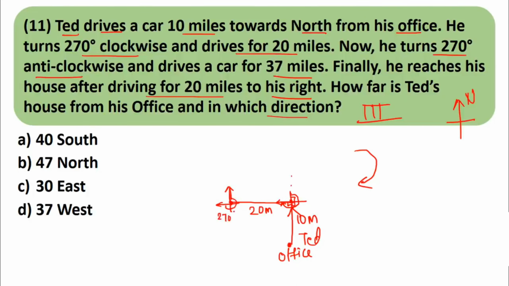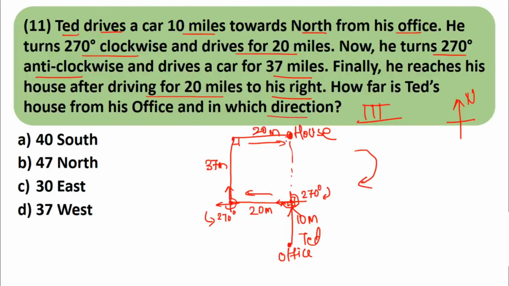Correct? This is 270 degrees. This is also 270 degrees. This is clockwise. This is anti-clockwise. Now Ted is facing in this direction and drives for 37 miles. This is 37 miles. He reaches his house after driving 20 miles to his right. That means he takes a right turn of 90 degrees and drives for 20 miles. So he has driven 20 miles over here, in this direction. Now he goes 20 miles over here. So he comes in a straight line with this point and here he reaches his house. So how far is Ted's house from his office and in which direction?